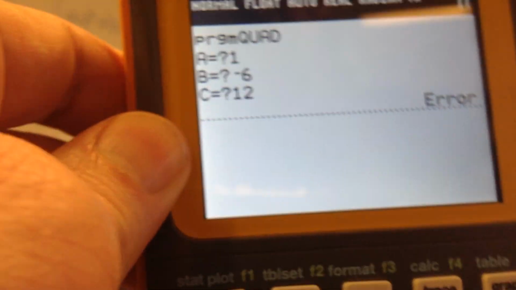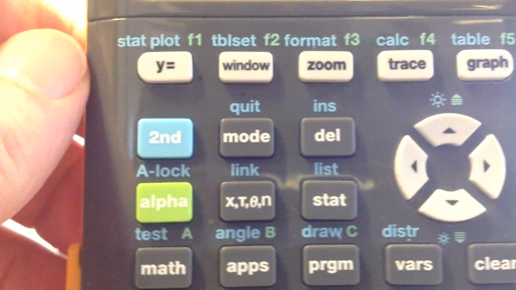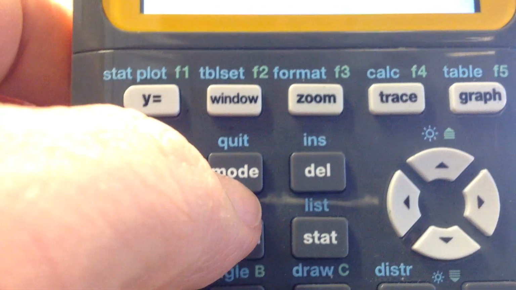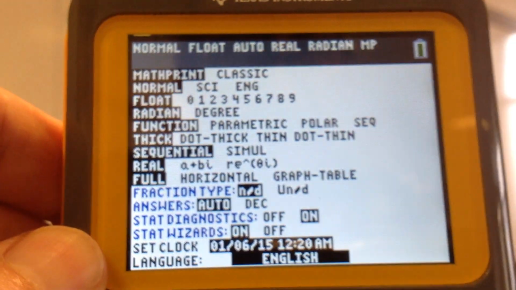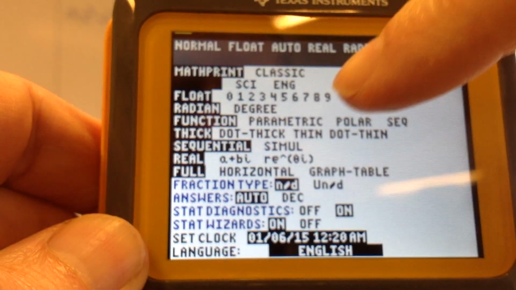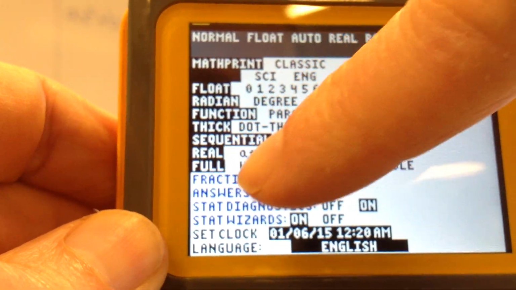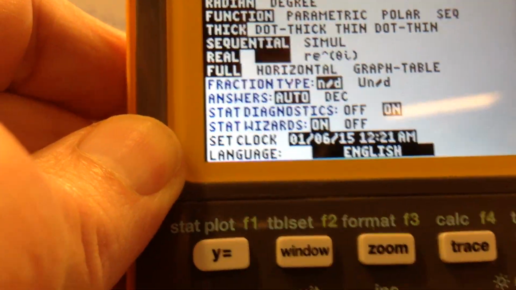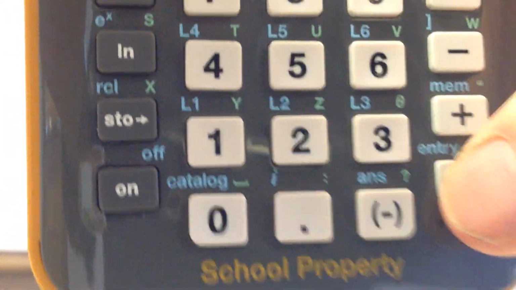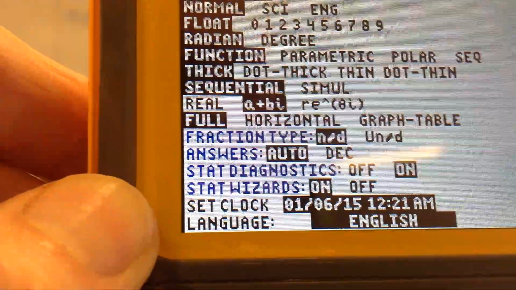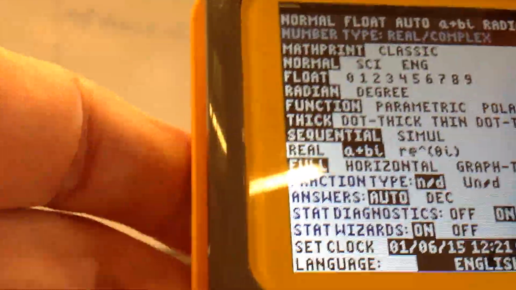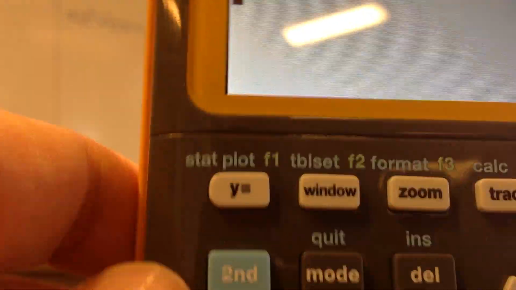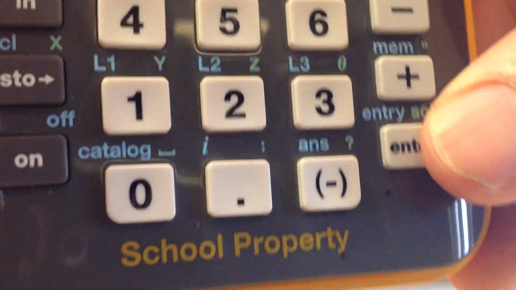The way to get around this is to go into the mode. You can see this mode button right here. If you just push that, then you'll get a screen that looks like this. And what we need to do is come down here where it says real and a plus bi. So use the arrows. You can arrow down to real and then arrow over to the right to a plus bi and then push enter so that a plus bi gets highlighted, and then we can quit back out to the regular screen and run this through the quadratic again.